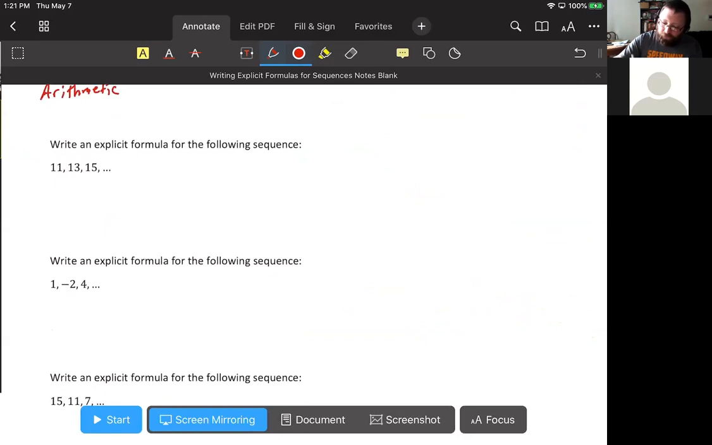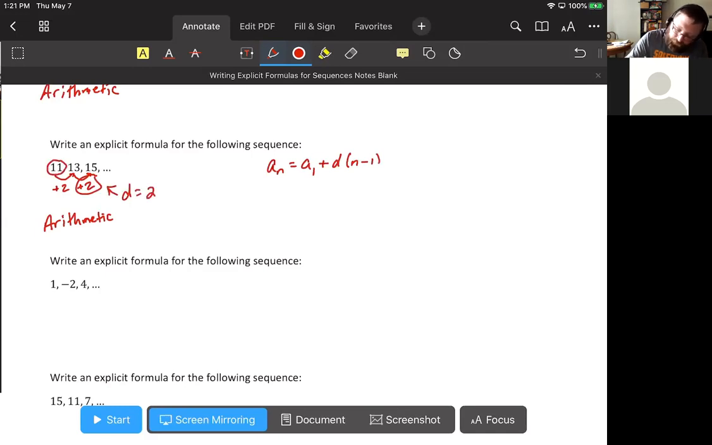Okay. So again, we look for our pattern here. Our pattern on this next problem is that we are adding 2 each time, which marks this as being an arithmetic formula. So a sub n equals a sub 1 plus d times n minus 1. Our d value is positive 2. Our a1 value is 11. So a sub n equals 11 plus 2 times n minus 1.